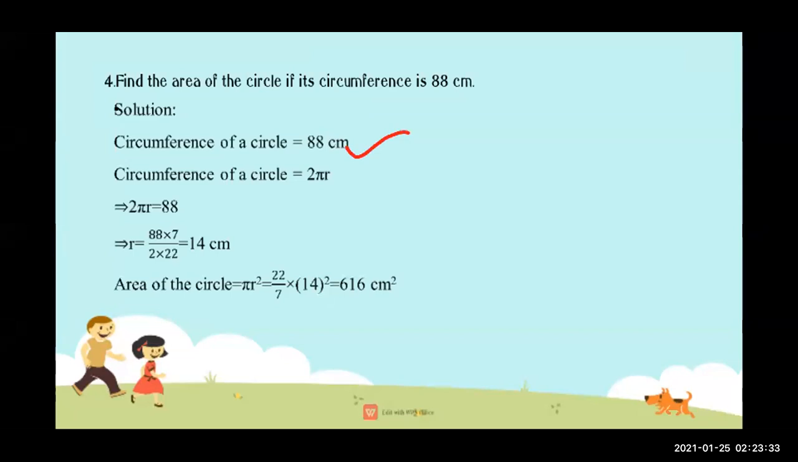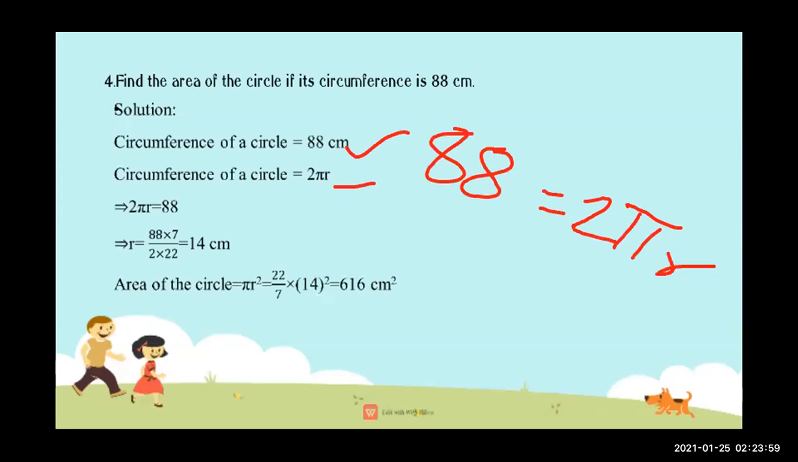Now you have to write the formula of the circumference of a circle when we take radius. So 2 pi r is the formula for the circumference of a circle. 2 pi r is equal to 88. The circumference is 88, equal to 2 pi r. Now 88 will remain here only.